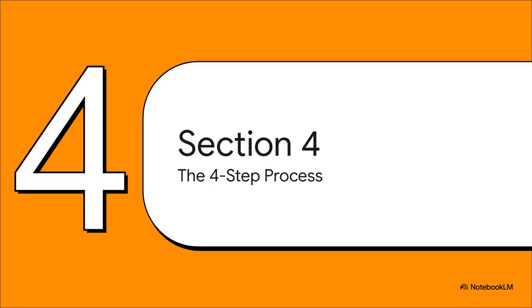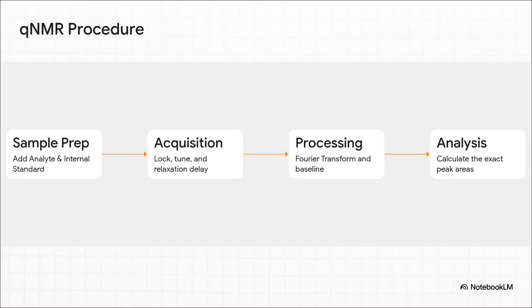Up next, Section 4, the 4-step process. So let's actually walk a sample through the machine. The whole procedure is a pretty straightforward 4-step funnel. Step 1 is sample prep, where you meticulously weigh and mix your sample with that internal standard. Step 2 is data acquisition. You drop the tube into the magnet, lock, tune, and apply that critical relaxation delay we just talked about.